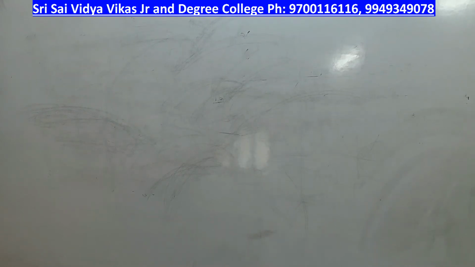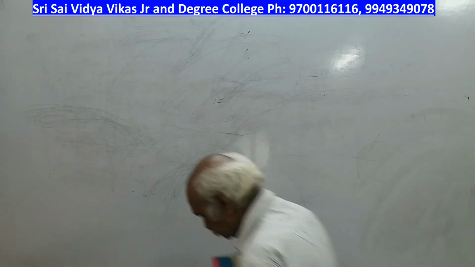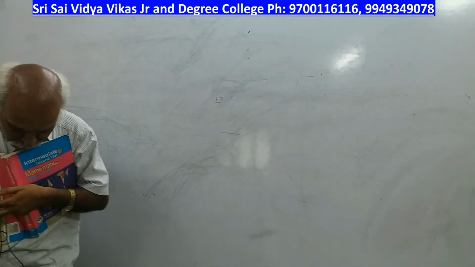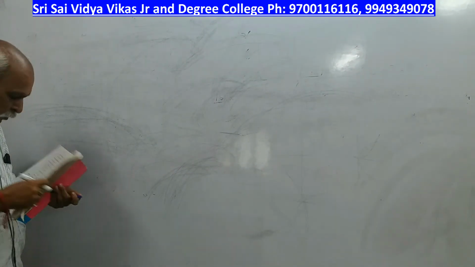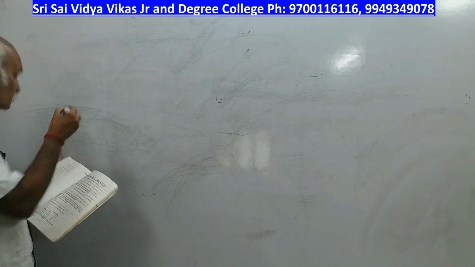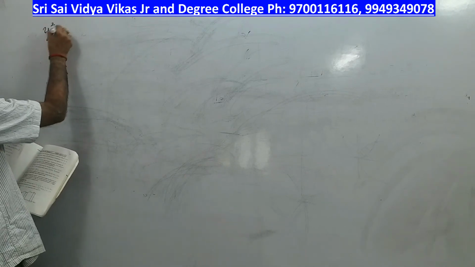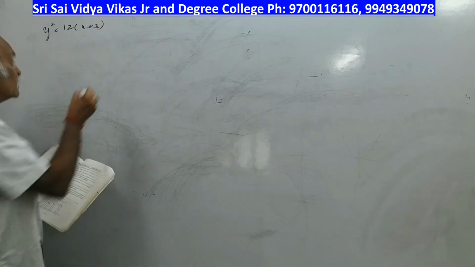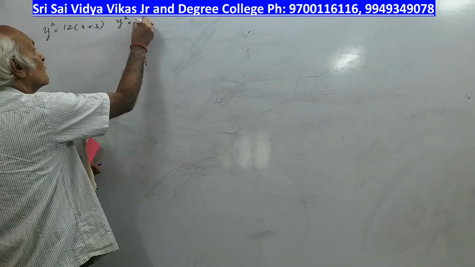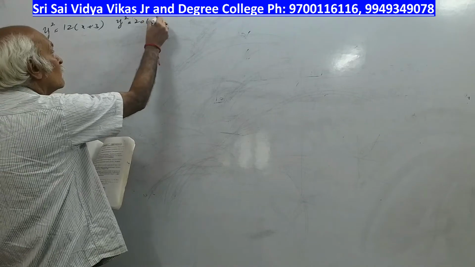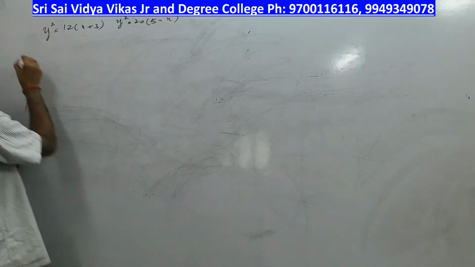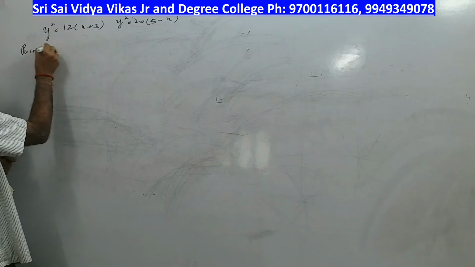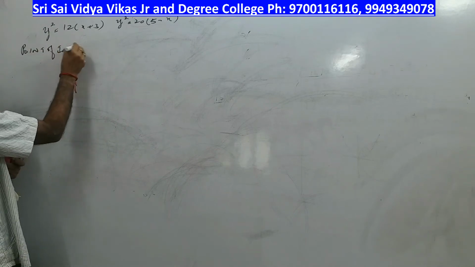Next, last problem. Now, y square is equal to 12 into x plus 3, and y square is equal to 20 into 5 minus x. Again, first, the point of intersection.